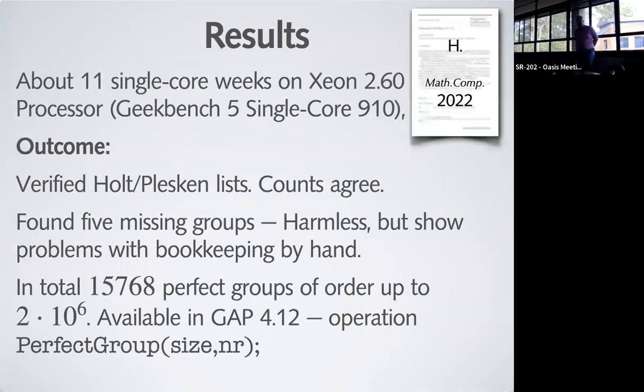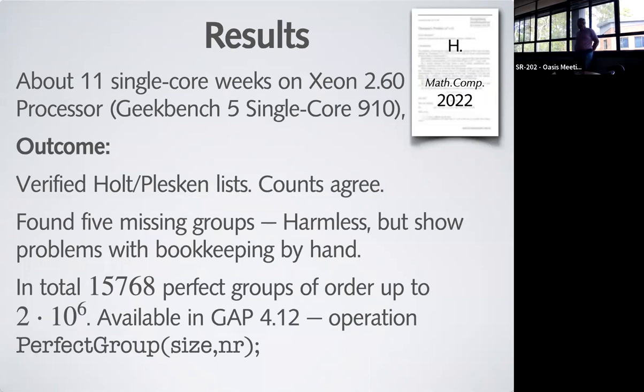So what are the results? This ran about 11 single core weeks on a processor with a Geekbench 5 single core rating of 910. So that is half the speed of a new Apple laptop. It's a decent computer, but not the fastest you can get nowadays. I verified the Holt Plesken list. The counts agree. Well, that is good, both for them and for me.